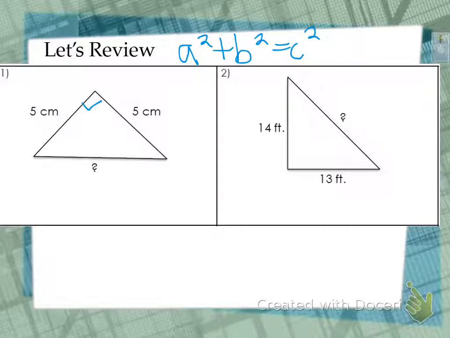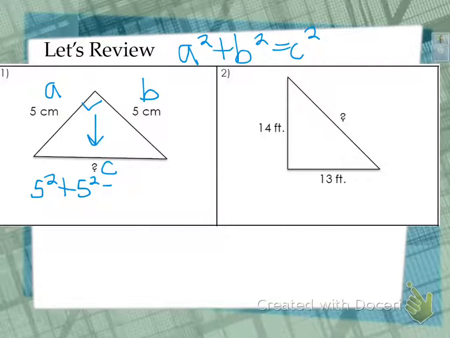In the first problem, number 1, I see the right angle is on the top, but I remember that the side across from that is always side C and the other two are A and B. It does not matter which direction or which side is labeled A and B as long as side C is correct. So for my formula, A is 5, so I'm going to write 5 squared. B is also 5, so I'm going to have plus 5 squared equals c squared.